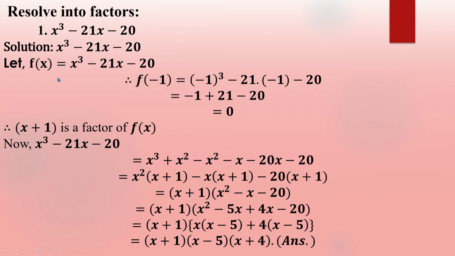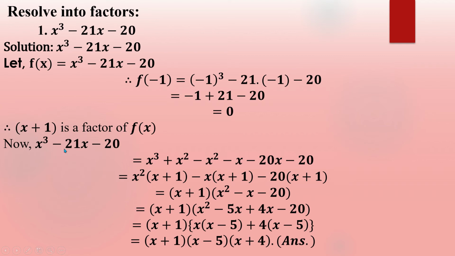So at first we'll start from the initial ones, that means plus 1 or minus 1. When we put plus 1 here, this does not equal 0. But when we put x equal to minus 1, this makes 0. That means minus 1 whole cube minus 21 into minus 1 minus 20, which is equal to minus 1 plus 21 minus 20, which is equal to 0. Therefore x plus 1 is a factor of f of x.